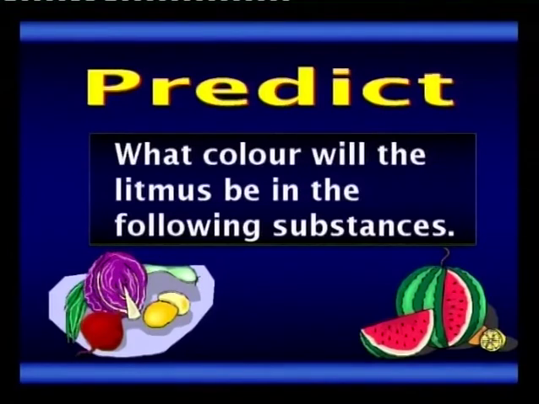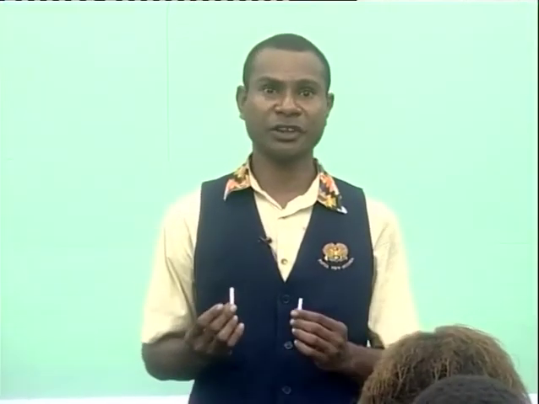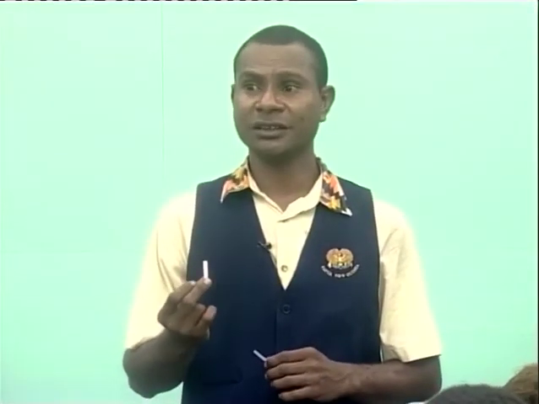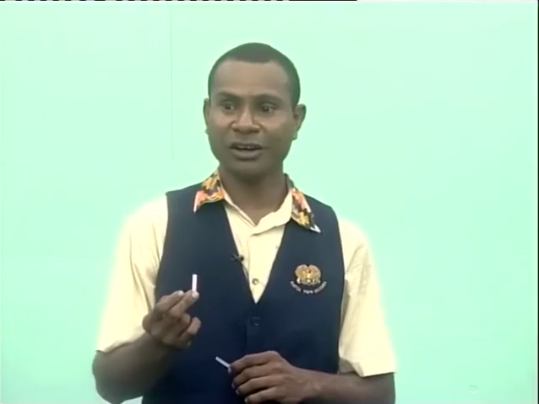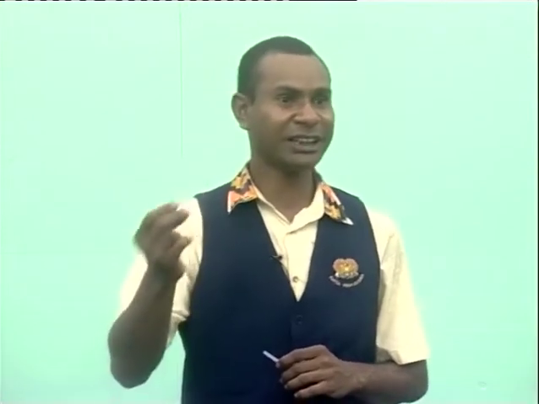I will have a group to give us their prediction. Eddie? Okay. The color will be yellow. What will that be? For both, or for litmus red or litmus blue? Litmus red. Litmus red will be yellow in what substance? We said lemon. Okay, good. Litmus red will be yellow in lemon. Okay, that is what he thinks.